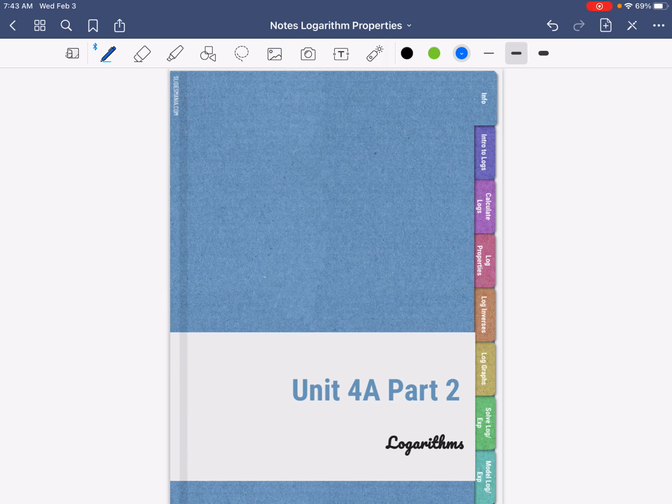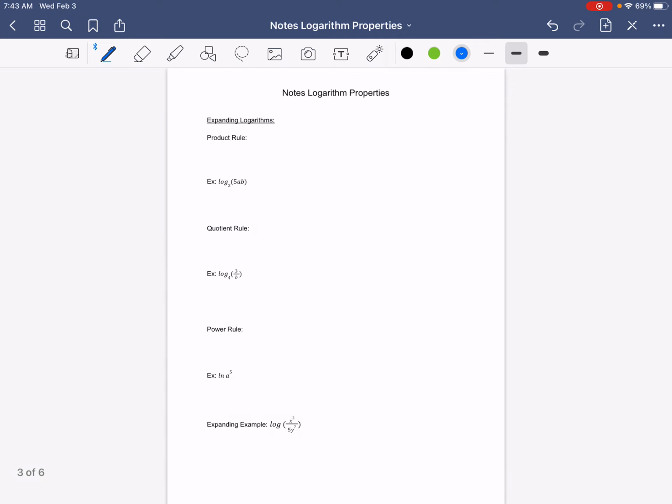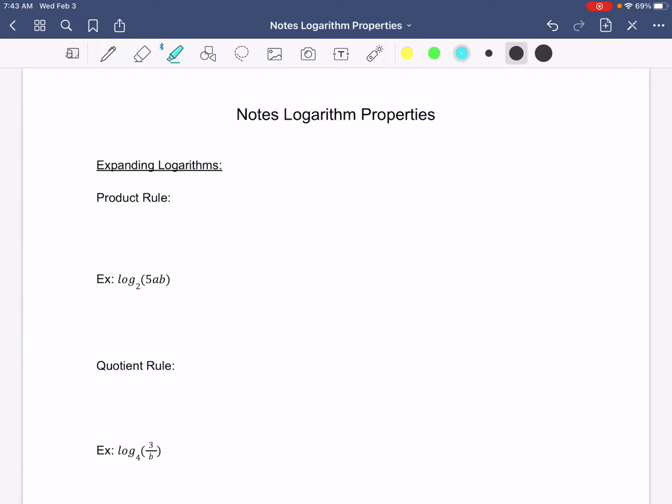Guys, these are our notes about logarithm properties, or you might hear it called expanding and condensing logarithms. These notes go on slides 8 and 9 of your new digital notebook. At the top of your paper, put your title: Notes, Logarithm Properties. We're going to start by expanding logarithms.